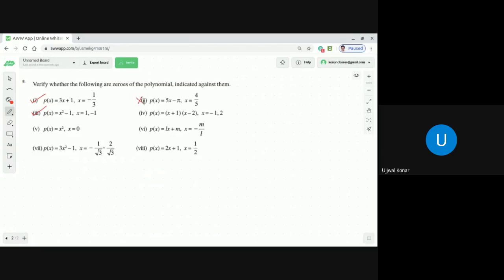Now let's look into 4 by 5. This is not a zero of the polynomial. Minus 1 is a zero of the polynomial. This is also a zero, and this is also a zero. Minus 1 by root 3 becomes 1 by 3, 1 minus 1, so minus 1 by root 3 is a zero. But 2 by root 3 gives 4 by 3, so 4 minus 1 is 1, so it is not a zero. Did you get it?